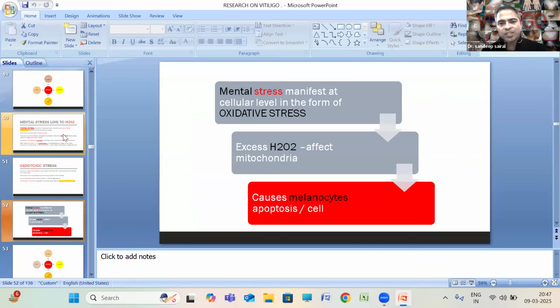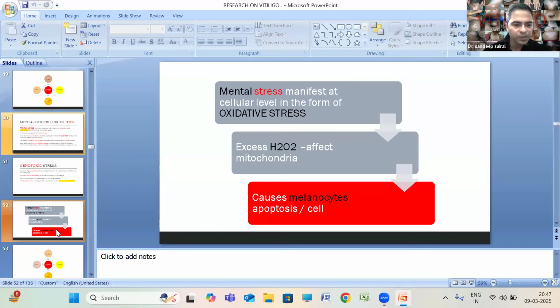We can understand this from a homeopathic point of view also. See, the first step is oxidative stress, inflammation. It's the psoric miasm. The second is excess H2O2. Excess means psychosis. And the final is melanocyte death. It's syphilitic. So according to me, all three miasms are involved: psora, psychosis, and syphilis.